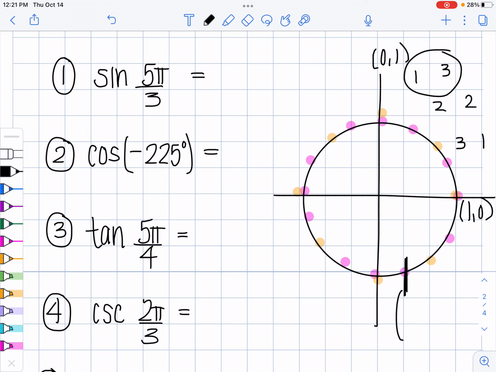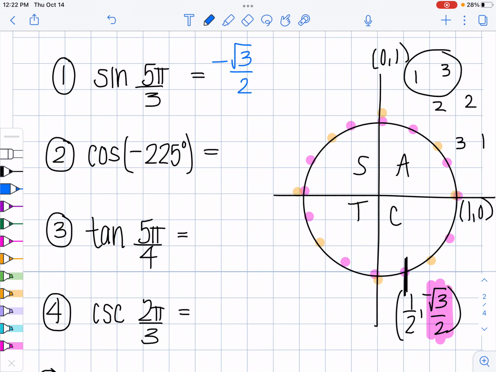This point right here is going to be (1/2, square root of 3 over 2). And if all students take calculus, my cosine value is positive, which means my x value is positive, my y value is negative. So the sine of 5 pi over 3 is going to be my y value, or negative square root of 3 over 2.